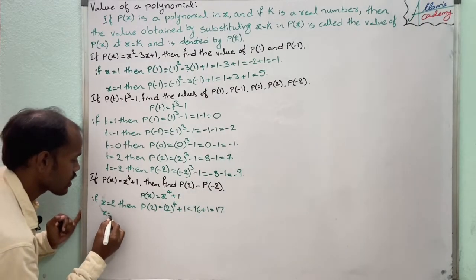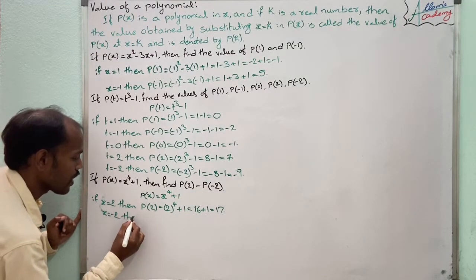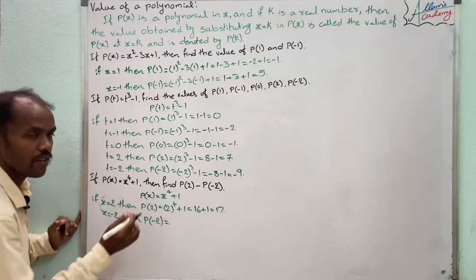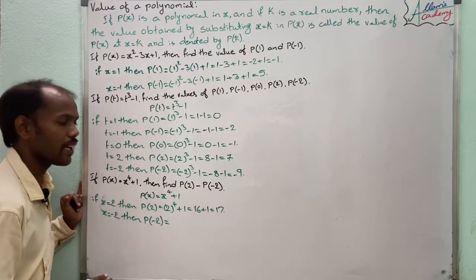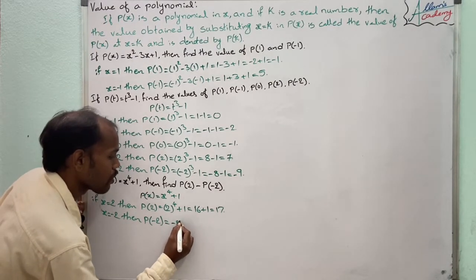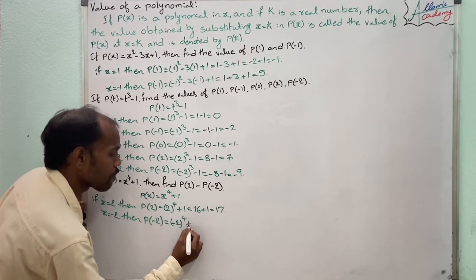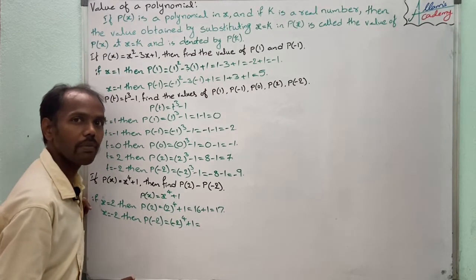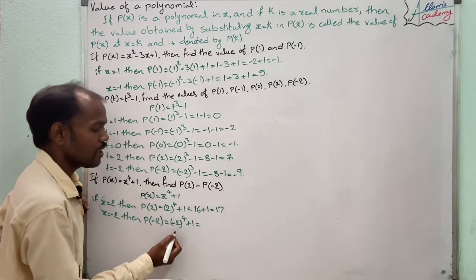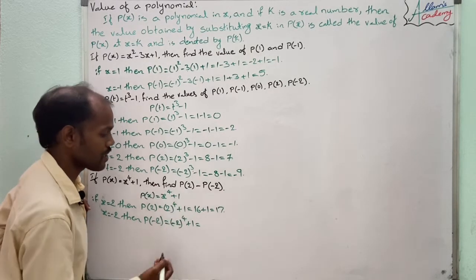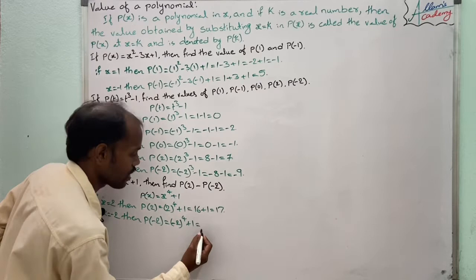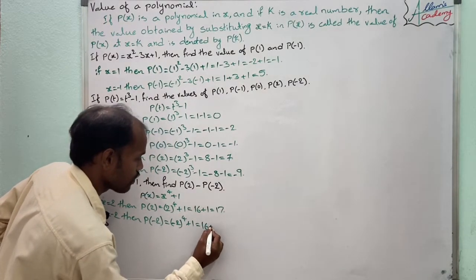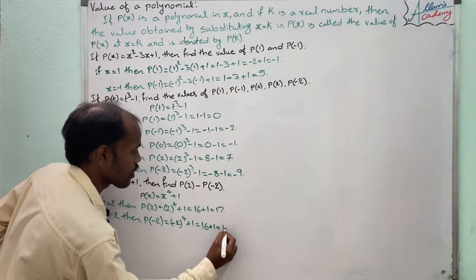So if x equal to minus 2, then p of minus 2 equal to, in the place of x now we want to substitute minus 2. So minus 2 whole power 4 plus 1. Here the exponent is an even number. For an even exponent, the minus symbol becomes plus, and 2 power 4 we already know is 16, and here plus 1. 16 plus 1 equal to 17.